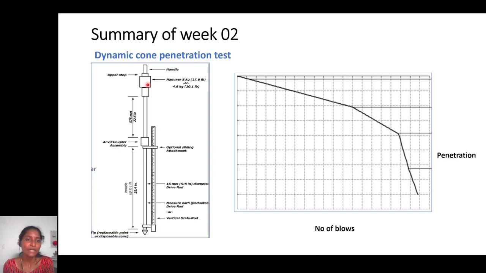From a particular height, this hammer weight will be released from top to bottom. Then what happens? Whatever the cone at the bottom, that will start entering into the subgrade or soil. So whatever the amount of deflection that has been penetrated into the soil will be noted for each blow. How many blows are required to take, let us say, 1 those readings are fine.